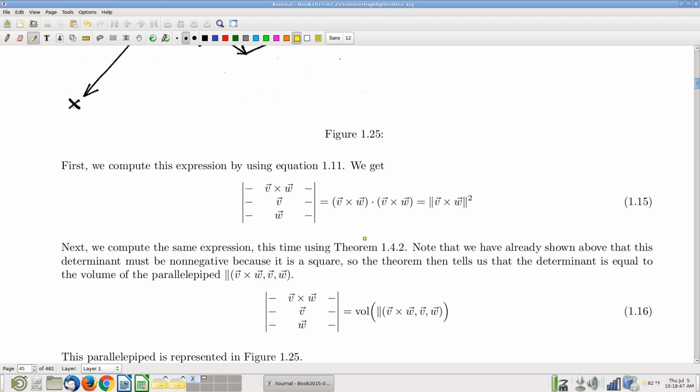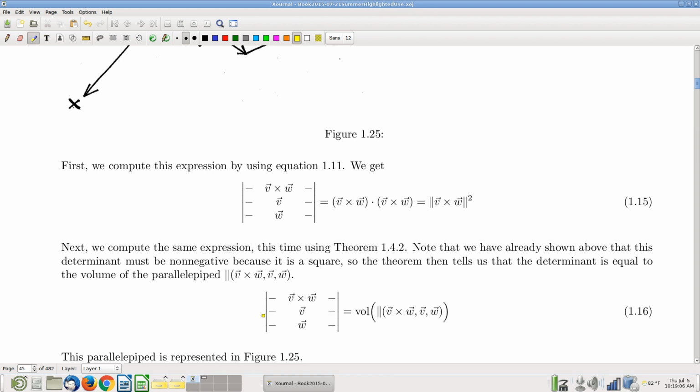So that's the first half. Now, keep in mind, our goal is to compute this thing two different ways. That was the first one. I now want to look at this thing and argue, well, look, it's a triple product. It's a determinant. Therefore, it's a volume. Right? Determinants are volumes.